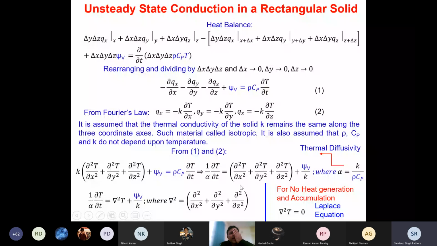So what will happen to this equation? This ψv by k term will be omitted. Do you agree? Also this ∂²T/∂y² term and ∂²T/∂z² term, both will be omitted. Do you all agree? So what will we be left with? We will be left with 1 by alpha ∂T/∂t given as ∂²T/∂x².